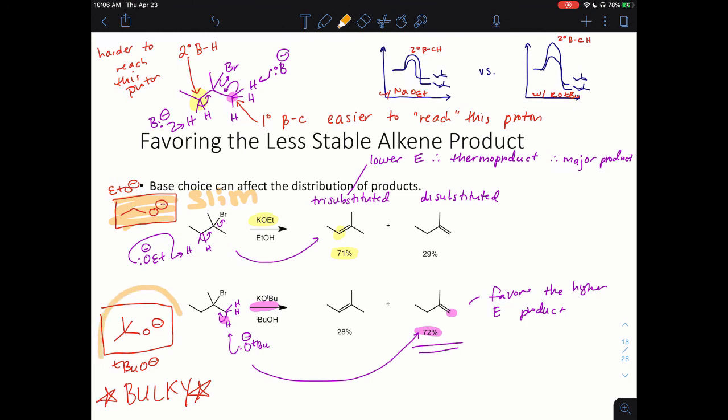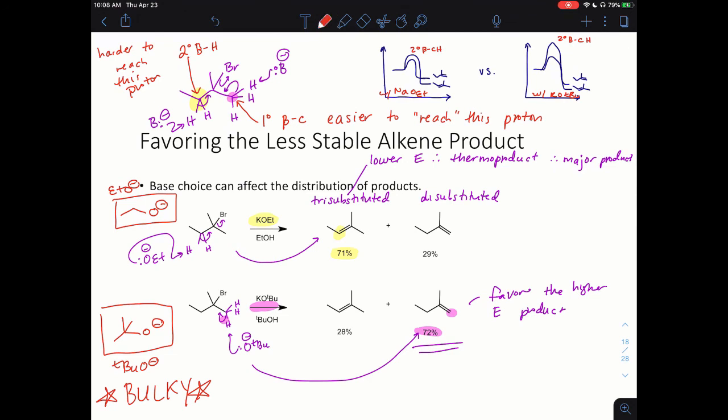Versus when you bulk up the base, now we have a really bulky base. T-butoxide is so bulky that when it tries to get in here to deprotonate that secondary beta hydrogen to make the more stable product, the transition state is just much higher in energy because it is clashing with the alkyl chain. It's too big. It is much easier, a lower energy transition state, for it to deprotonate at the primary beta carbon, forming what we observe as the major product for the E2 elimination here with T-butoxide.